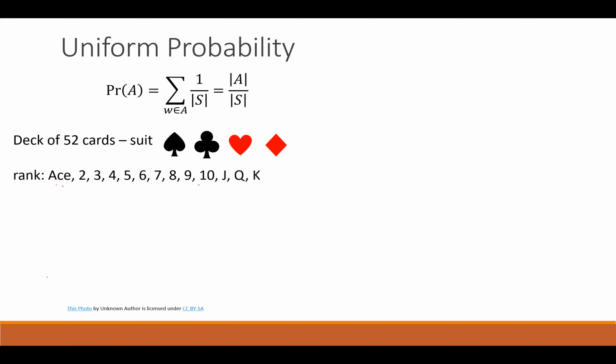Every rank has exactly 4 cards. If I look at all of the 10s in my deck, there are exactly 4 of them: 10 of spades, 10 of clubs, 10 of hearts, and 10 of diamonds. And that's true for every rank. So every rank has 4 different suits, and I have 4 times 13, or 52 cards.